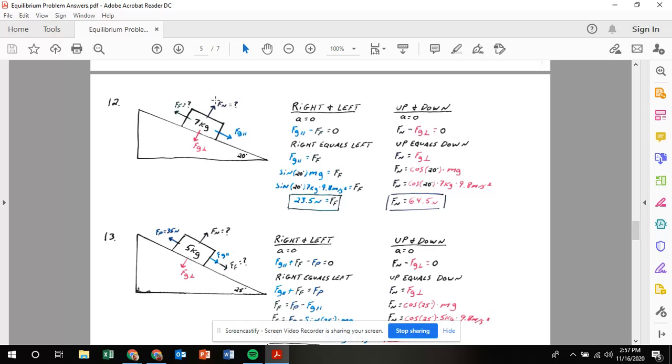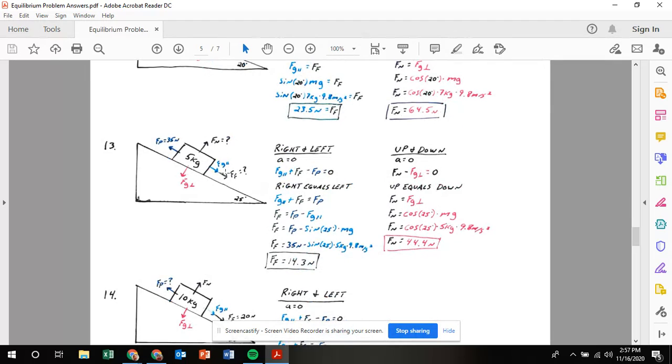Same thing is going to hold true for up and down. My normal force up is going to equal my force of gravity perpendicular down. So normal up equals perpendicular down. Force of gravity perpendicular is the cosine of 20 times the mass times 9.8. So cosine of 20 times 7 times 9.8 is 64.5 newtons.